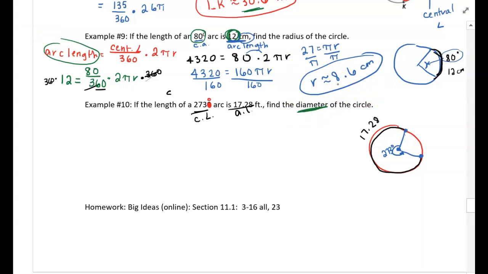I want you to pause this video, and just like you did on number 9, I want you to go through the process, try to find the radius, just like we did up here. After you find your radius, you're going to turn it into your diameter. So go ahead and pause this video, and once you're done, hit the play button, we'll go over it.